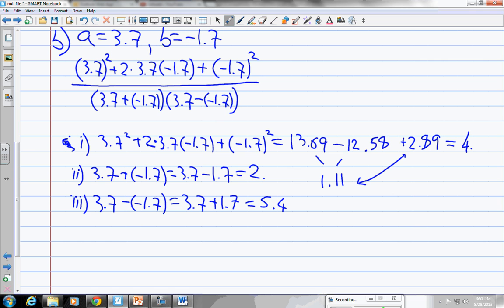Is that right? And of course, we still have a product. We still multiply. So the entire denominator is 2 times 5.4, which is 10.8. So that's the denominator. The numerator is 4. The denominator is 10.8. Can you leave your answer like that when it's a fraction and a decimal somewhere in there at the same time? And the answer is?